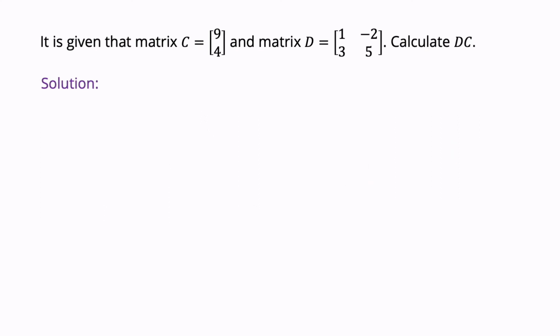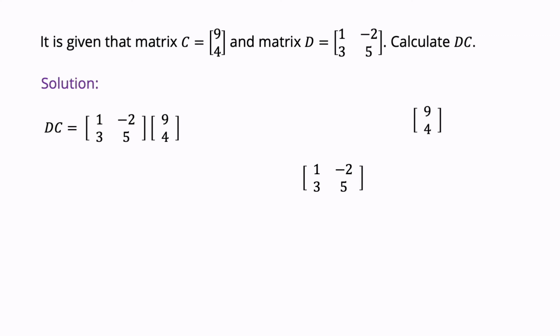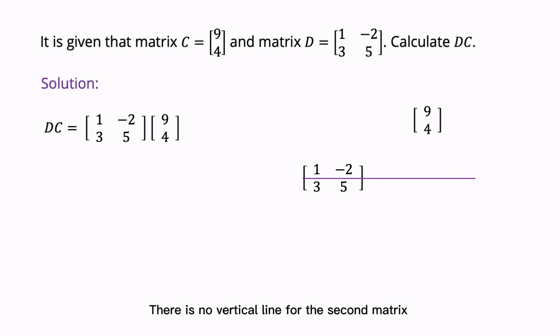Calculate the multiplication of matrix B and C, given as BC. Put the first matrix B at the left-hand side and the second matrix C on the top of the right-hand side. Only a horizontal line in between the rows of the first matrix can be drawn. There is no vertical line for the second matrix because the second matrix has only one column of elements.